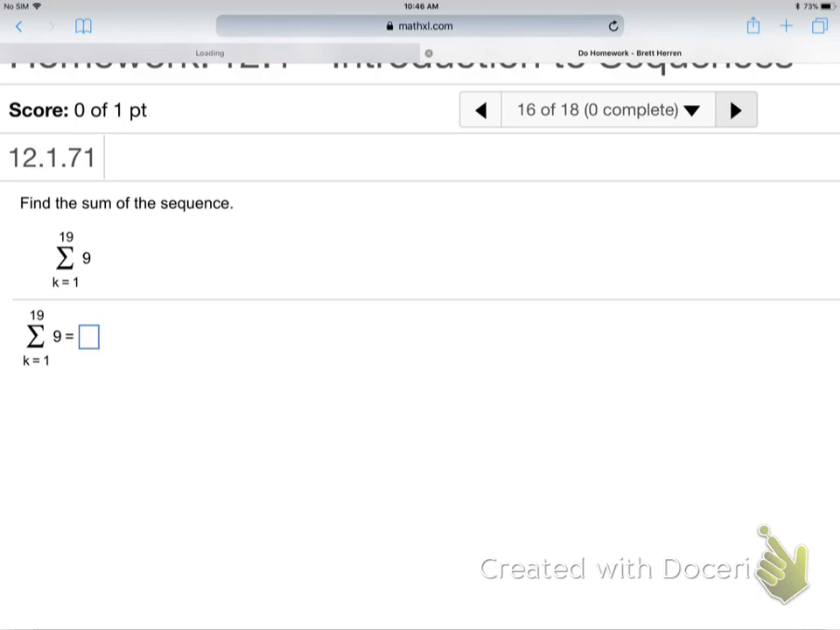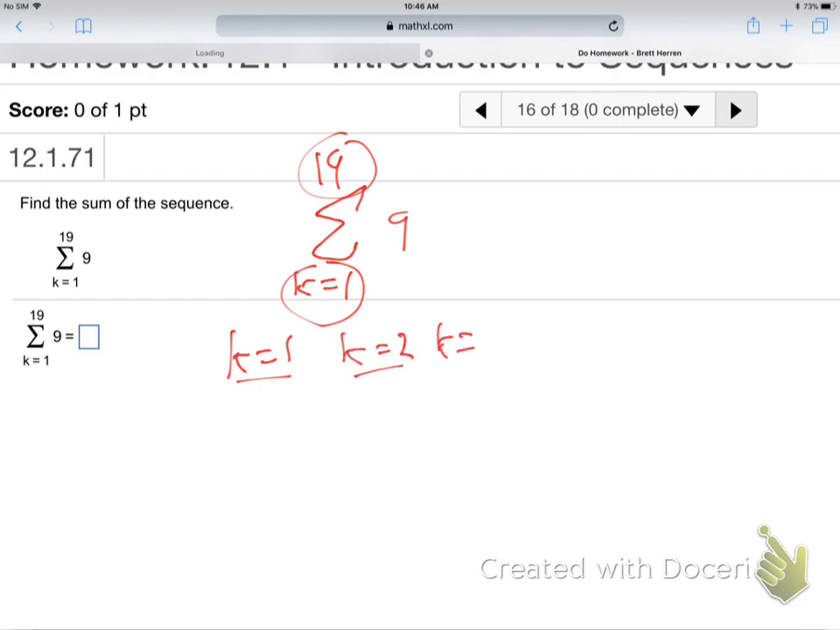Everybody got that one? Any ideas? Isn't it just 9? Okay, let's think carefully about what these things say. So what is this saying to do? Plug in K equals 1, then 2, then 3, etc., all the way to, remember you start here, you end here. Oh my gosh, it is just that.